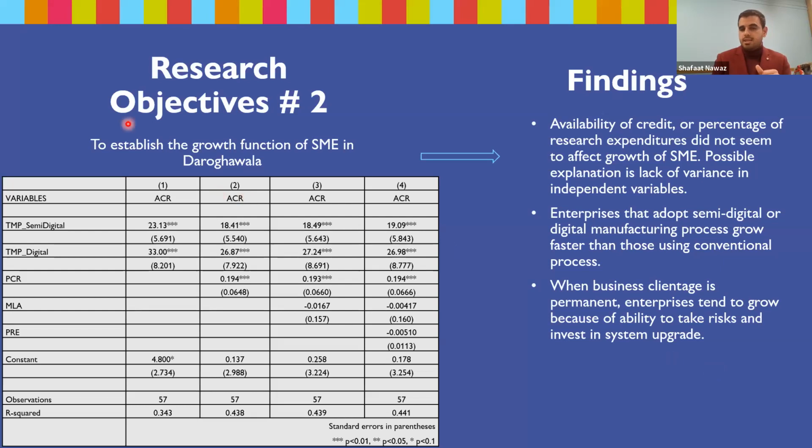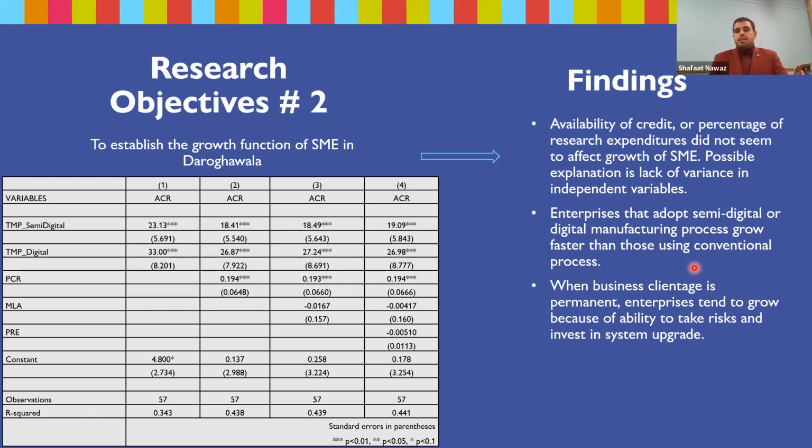So far from our OLS estimation, our model 4 here seems to work fine. From the literature, we found 4 major variables which were supposed to affect the growth rate function. First, availability of credit was supposed to help them grow, but this did not happen to be the case in our study. And then the percentage of research expenditure was also supposed to help them grow, but that didn't either. Our explanation is that maybe it was because of our data. There was not a lot of variance in our independent variable, which is why a relationship could not exist. And maybe when we go further and have more data, it would change.